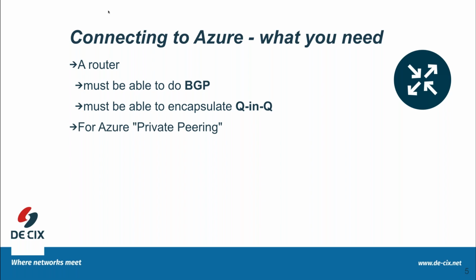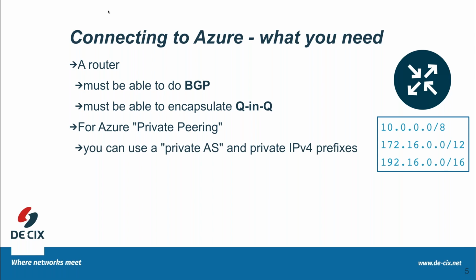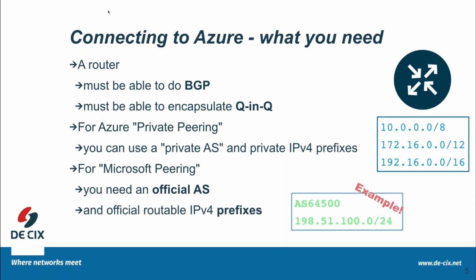For the Azure private peering service, you can use a private autonomous system number and private IPv4 prefixes. So you do not even have to have a real registered autonomous system. You can easily use a private AS from the private autonomous system range. If you do not know what that is, just ask our customer service team or your DE-CIX sales contact. For the so-called Microsoft peering, you need an official autonomous system, and you also need official routable IPv4 prefixes.